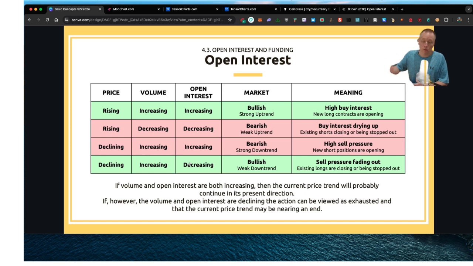You're in a bullish market, but you're in a weak downtrend. So usually that's a sign of selling pressure fading out, right? So you have existing longs closing or being stopped out. If volume and open interest are both increasing, then the current price trend will probably continue in its present direction. If, however, the volume and open interest are declining, the action can be viewed as exhausting, and the current price trend may be nearing the end.